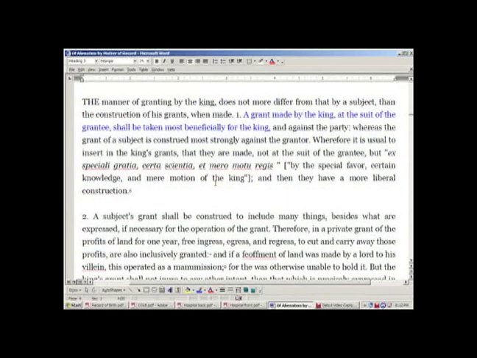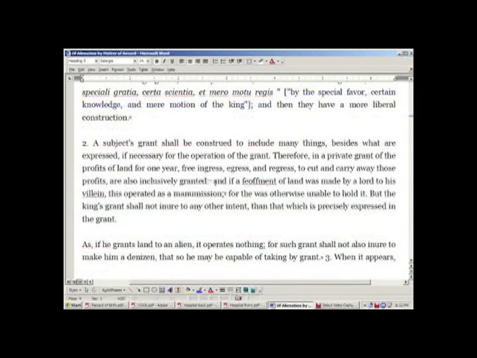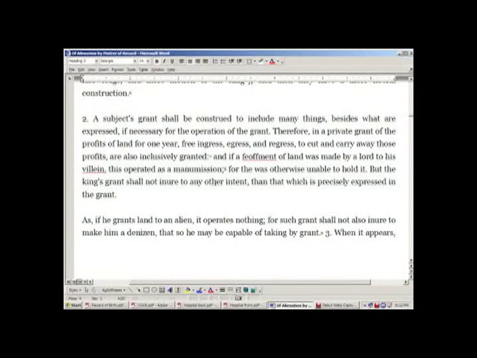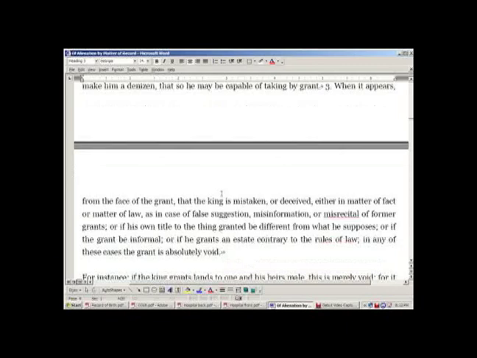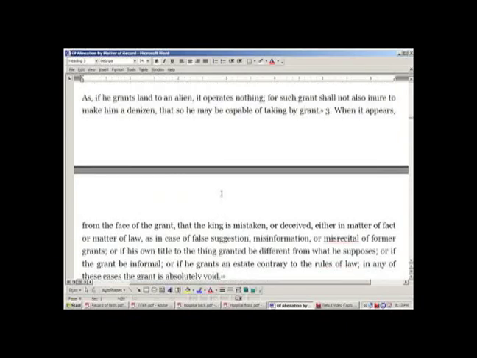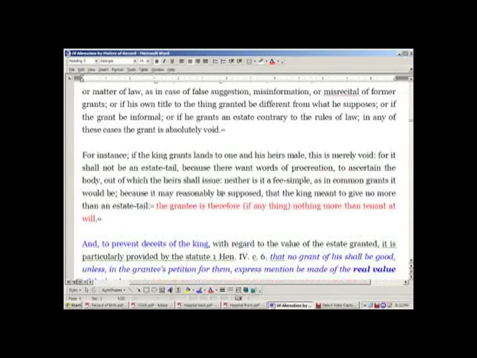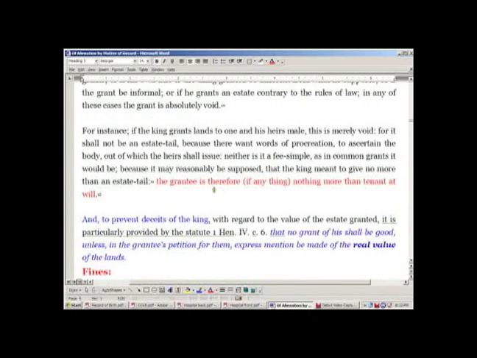The manner of granting by the king does not differ from that by the subject. The construction of the grants were made. Grant made by the king at the suit of the grantee shall be taken most beneficially for the king. There really wasn't that much in these, or at least I haven't been able to fit it in with what else I have in my head. But I want to get to the forms before this thing gets too long. And this is granting to aliens, and you can all go read it for yourself.